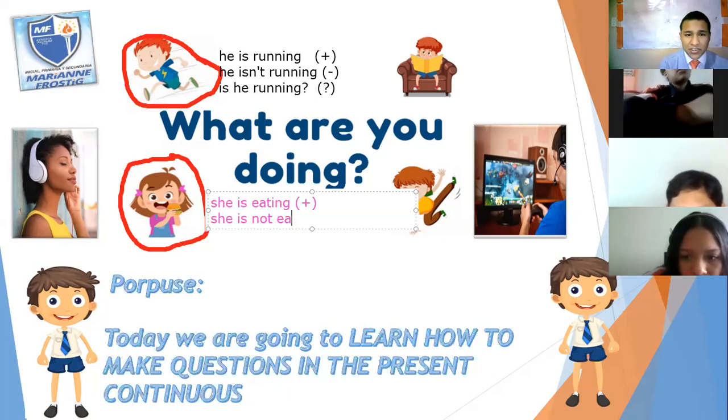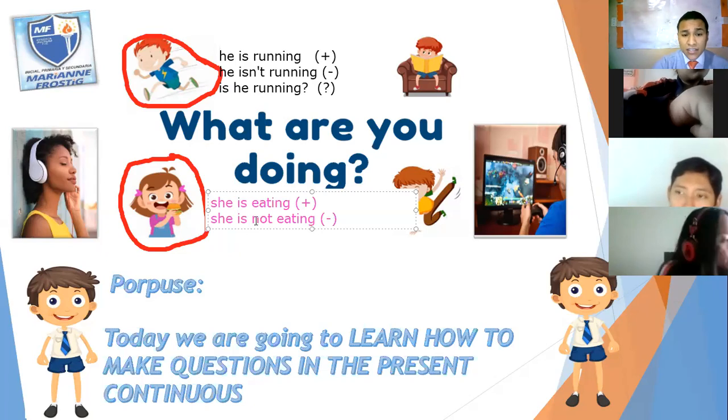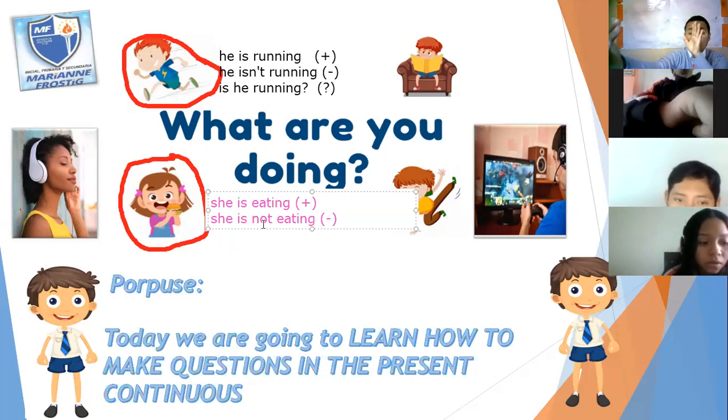She's not eating. Very good. She's not eating. Okay. Excellent. Thank you, Mauricio. She's not eating. Okay. Remember, you have two options. Tenemos two options. Is not, or isn't. Okay. Isn't is the short form. Is not is the long form.